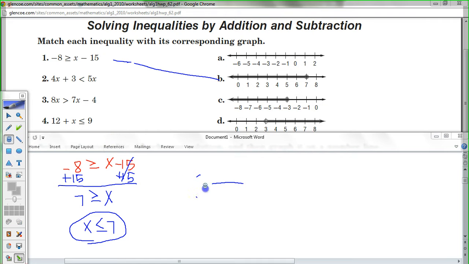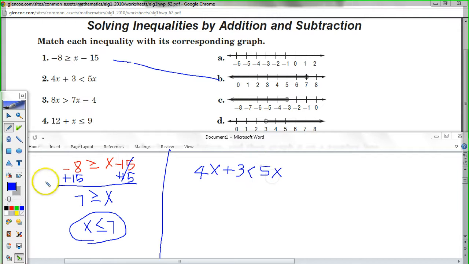Let's do number 2 on the right portion here. Okay, so number 2, you have 4x plus 3 is less than 5x. So again, just like you would solve an equation, you want to get rid of a variable term on one side. So I would actually get rid of the 4x here by subtracting on each side.